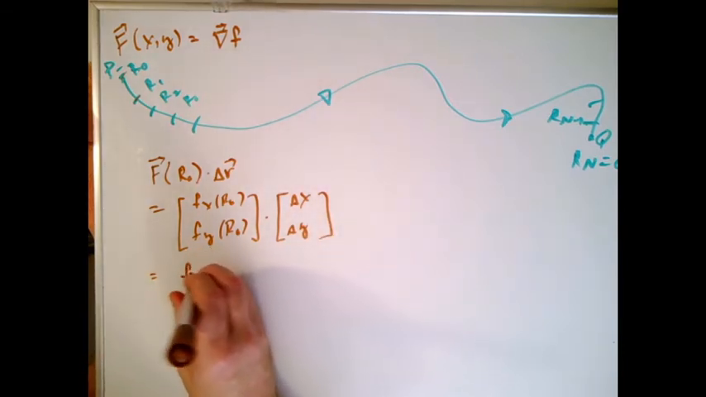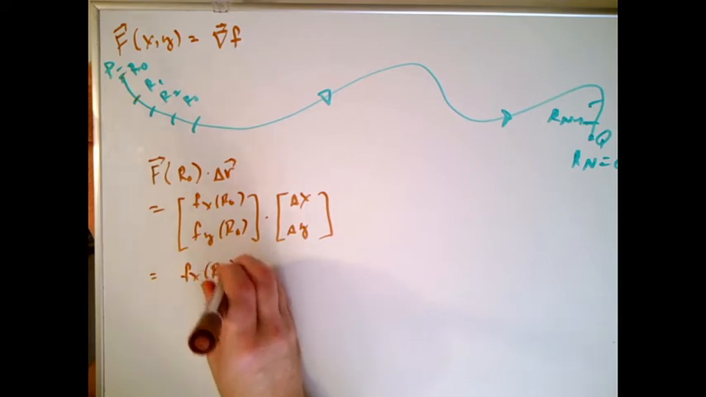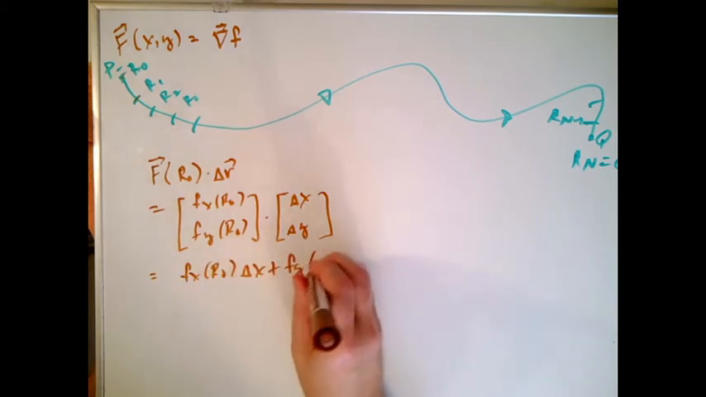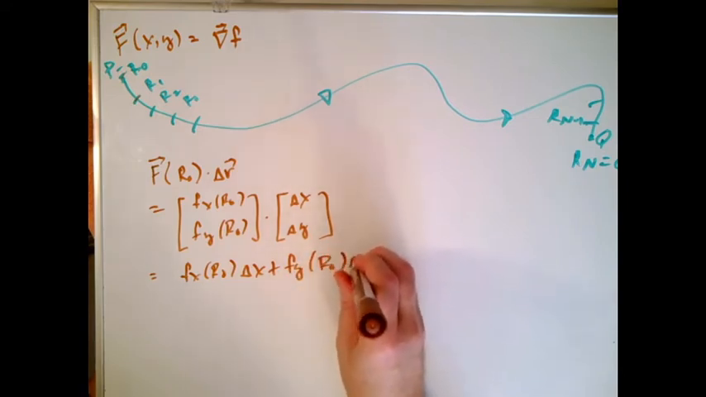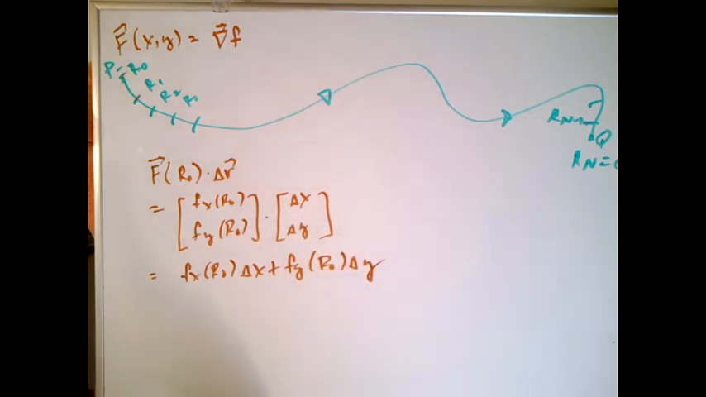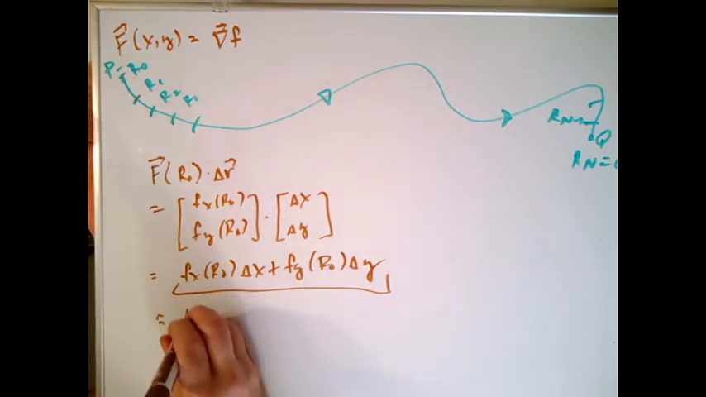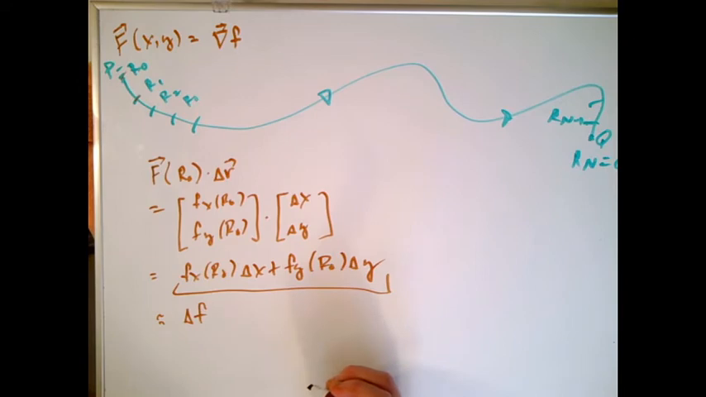So I'm going to get fx R naught delta x plus fy R naught delta y, like that. And this is an expression that we've seen 20 times this semester. That's an approximation of the change in the function value. That's either df or delta f, however you want to write it. Now normally we would just write it with that much notation, but I actually want more notation.